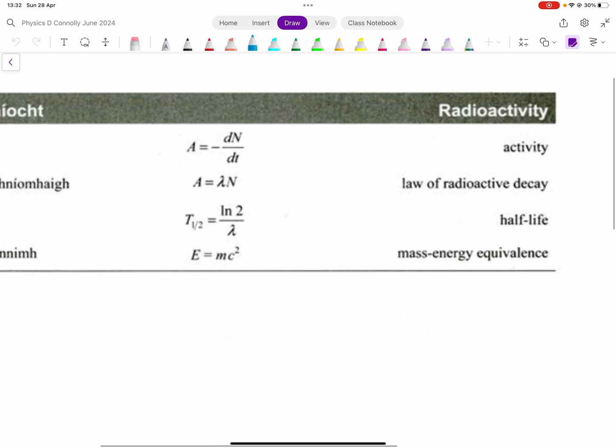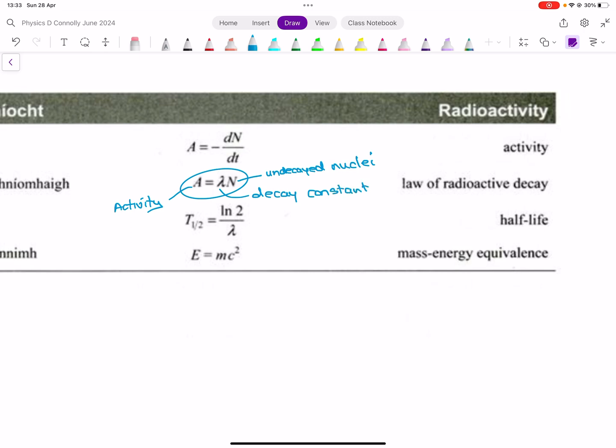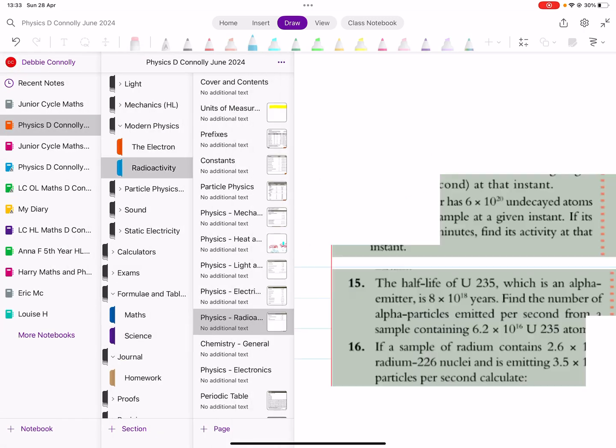So this is your law of radioactive decay. A is lambda n. A is the activity, or do you remember the rate of decay? This is the undecayed nuclei. And then that there is obviously your decay constant. So I think that's what we're going to need to use. A is lambda n.